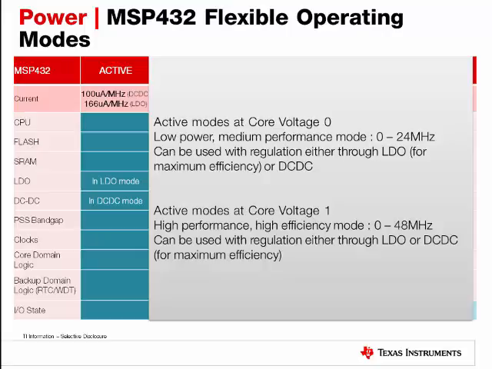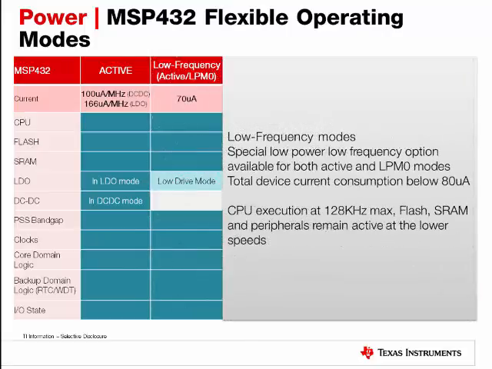For high performance at higher frequency, such as from 24 to 48 MHz, it's highly recommended that you use a DC-DC at this point. When you use the LDO, the current consumption is around 166 microamps per megahertz, but when you use a DC-DC, the current consumption in active mode is around 100 microamps per megahertz.